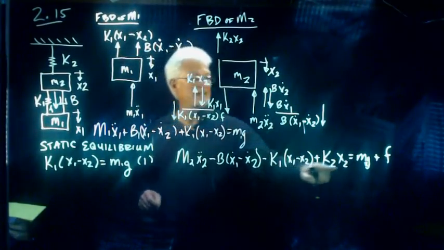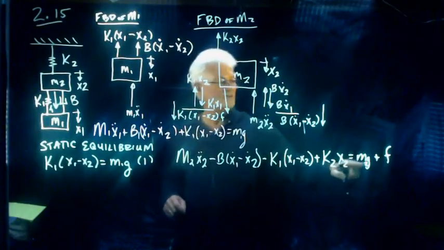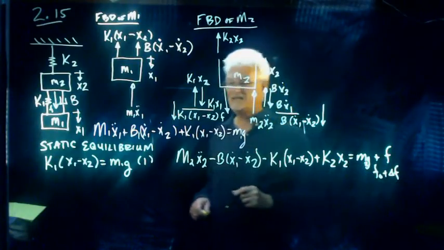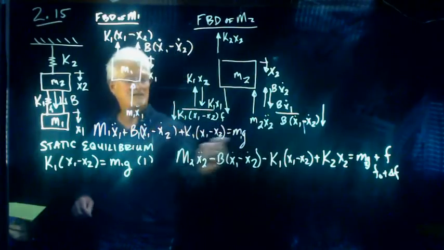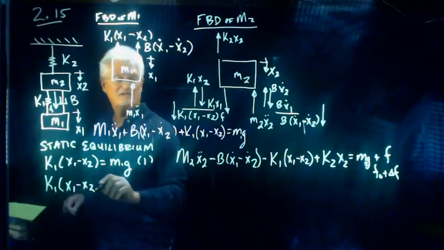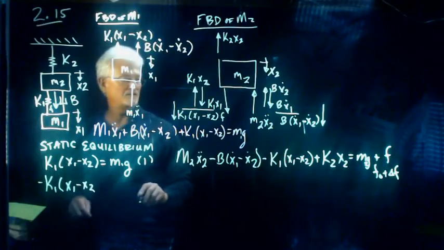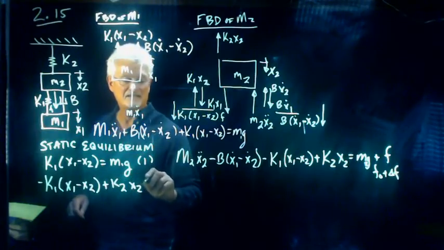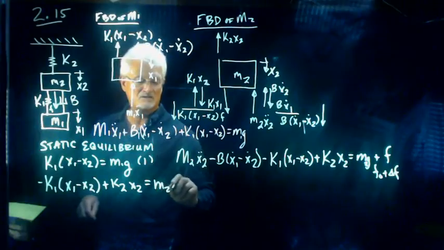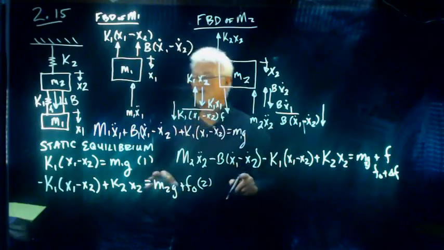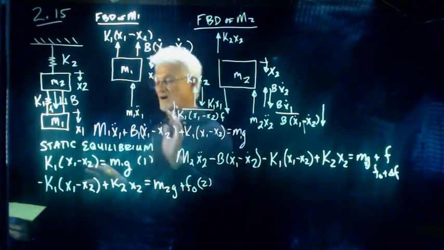And now I'm just going to write the static equilibrium equation here. I'm going to break this into f0 plus delta f, and I'm going to say that for static equilibrium, delta f is equal to 0. So I'm going to write this again. K1 times x1 minus x2. Oh, there's a minus sign in front of there. Plus k2 x2 is equal to m2g plus f0. So this is equation number 2. So I've got 2 equations and 2 unknowns. I'm going to leave that to you to solve.